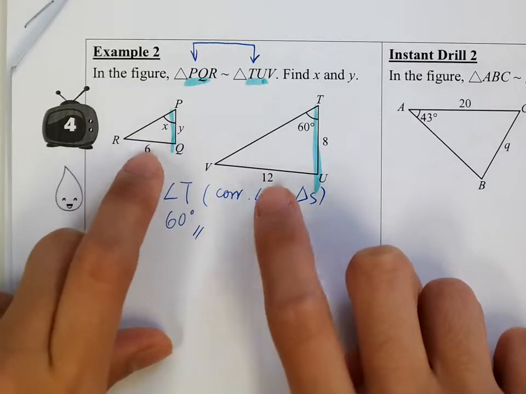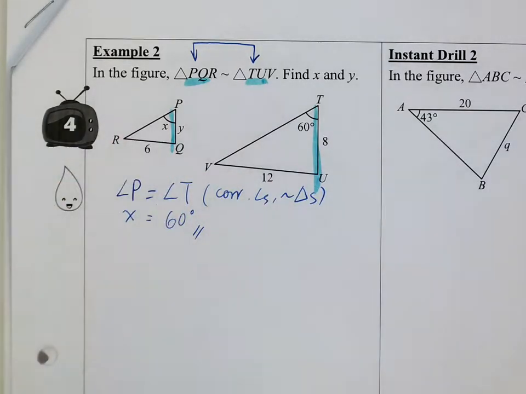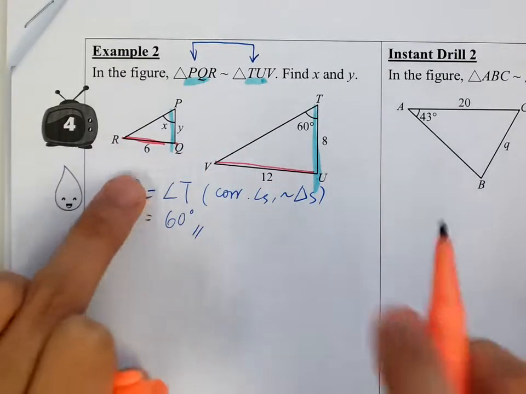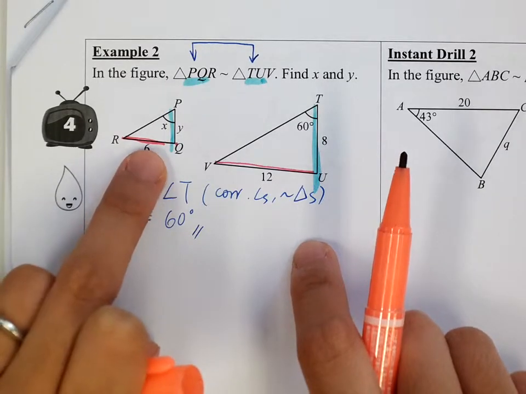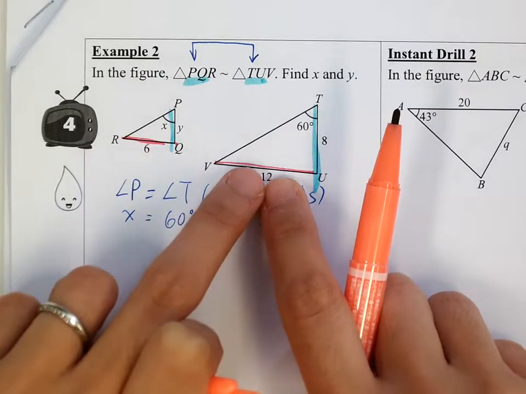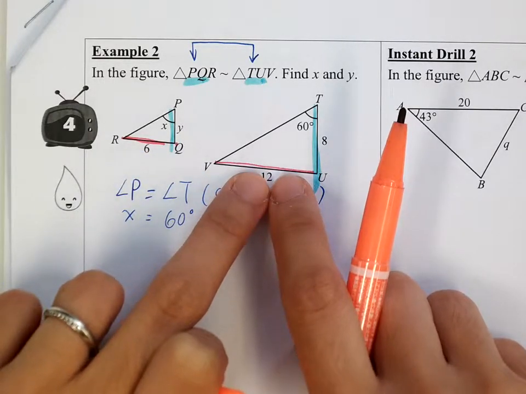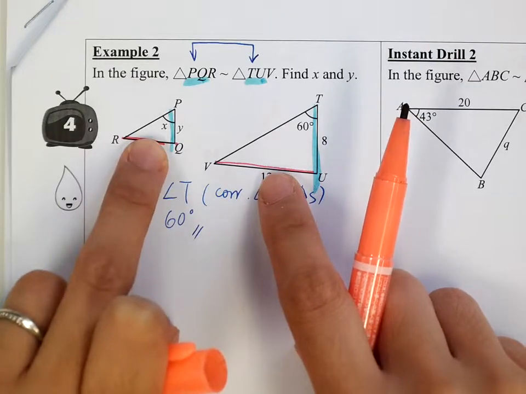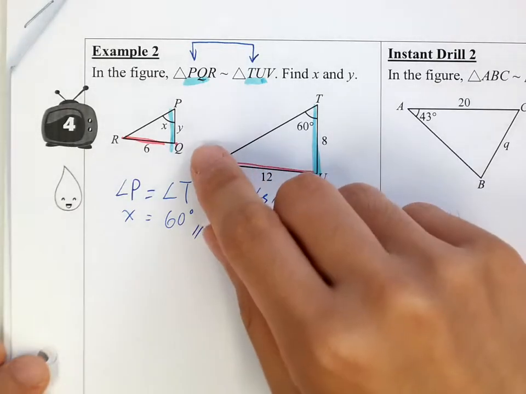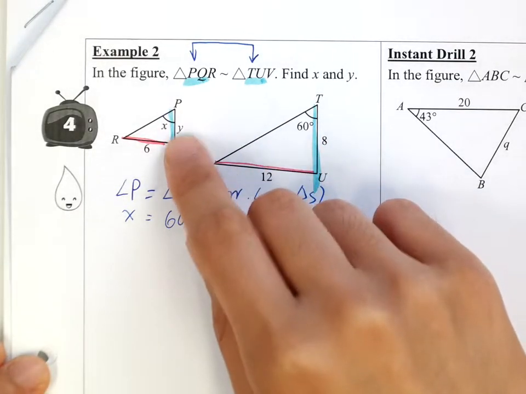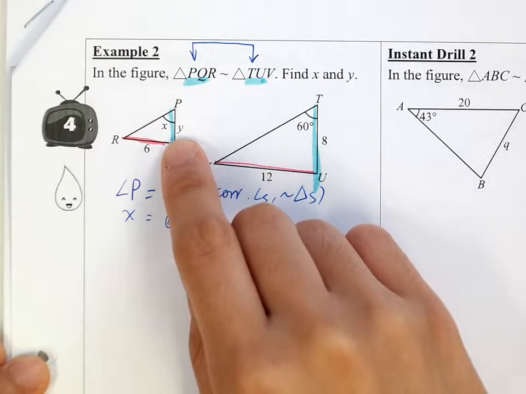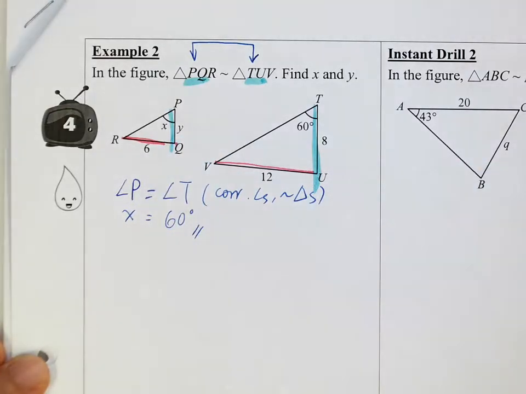So for example, here RQ matches with VU. You can see the small triangle is 6 while the big triangle is 12. So you can imagine that the scale factor is 2. And not only this pair of sides, every pair of corresponding sides should have the scale factor 2. So in other words, y will be 2 times of x. So the calculation is easy to do.